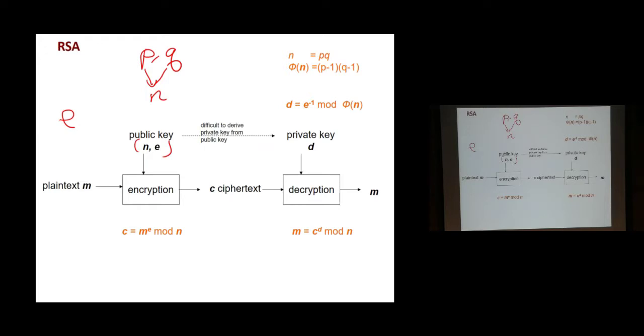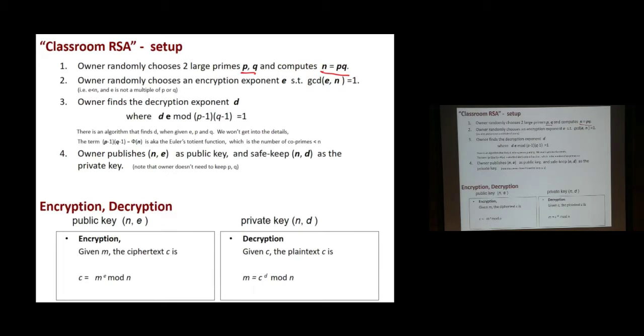The decryption key, the private key, is D. How do you choose D? I did not describe the algorithm to choose D. I just described the property of D. This D has to meet a requirement. What is the requirement? D multiplied by E modulo this number must be equal to 1. So it has to meet this property. I did not describe how to do it, just describe a property right now.